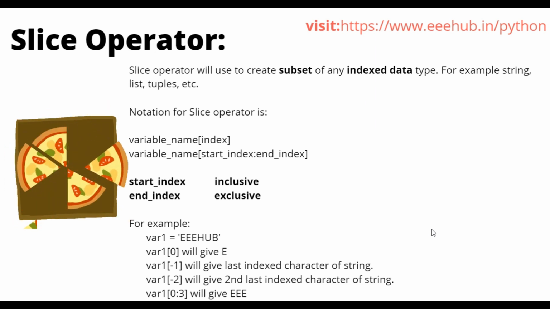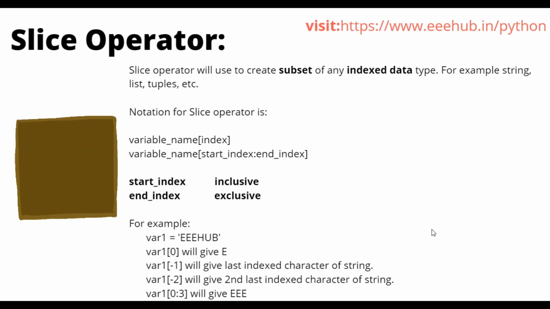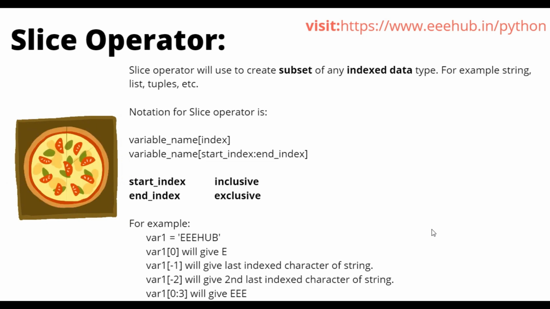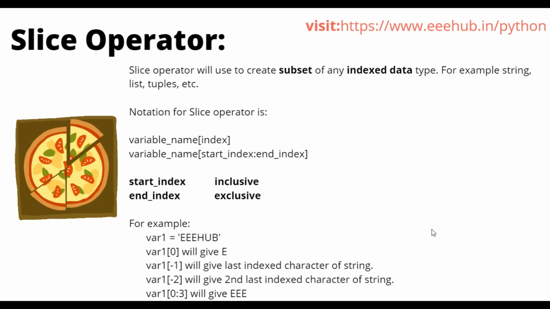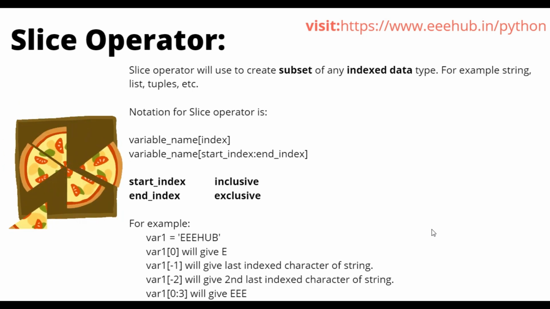So what is slice operator? It will help you to create a subset of any index data. So index data will be string data, list data, or tuple data. I have discussed the string data in the previous session. In the upcoming session I will be discussing the list and tuple data types. So don't bother about list and tuple right now. Just focus on the string data, which is also an index data type.